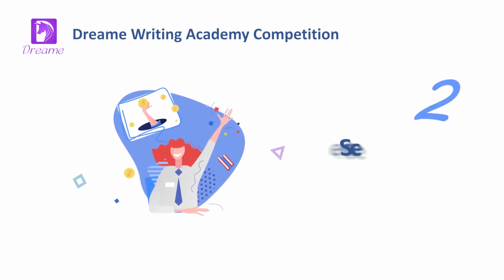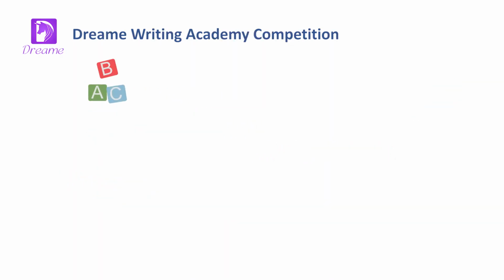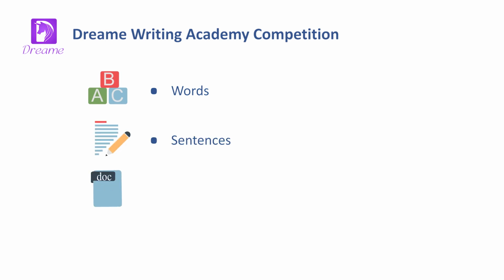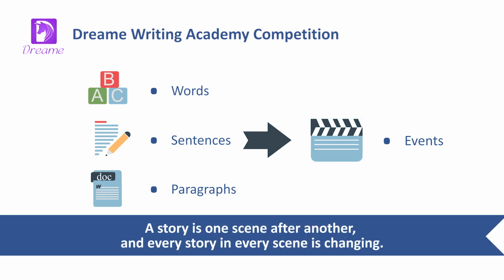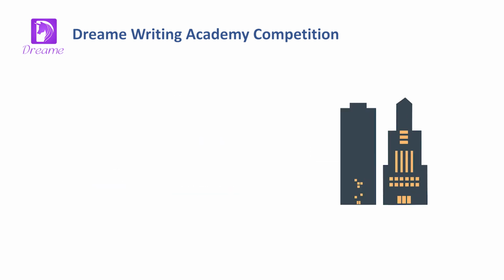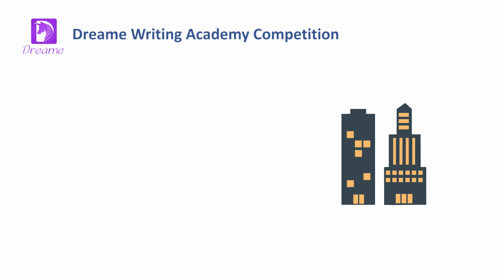Number 2, scene. Scene setting is the most important thing to consider when writing secondary plots. Writers don't compose a book from words, sentences, or paragraphs. Instead, they are composed of scenes that have been set. A story is one scene after another, and every scene in every story is changing. All the scenes should work together to advance the story. In a word, scenes are the primary writing tool in a writer's toolbox.